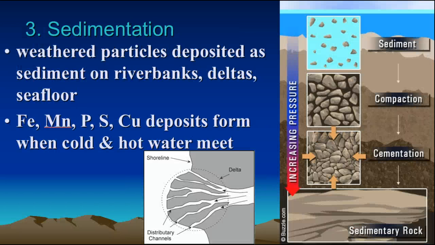Then the third type is sedimentation. Again, this is pretty similar to how sedimentary rock forms in general, but now we're talking about a very pure version of that sedimentary rock. We have those weathered particles that have come from other areas and eroded, and now they're deposited as sediment, either on the banks of the rivers, the deltas, where the rivers meet the ocean, or on the seafloor. And when the hot and cold water meet, a lot of these minerals will fall out of solution, they'll solidify, and then of course, just like any other sedimentary rock, they can be compacted and cemented together until you get a solid layer of that mineral.